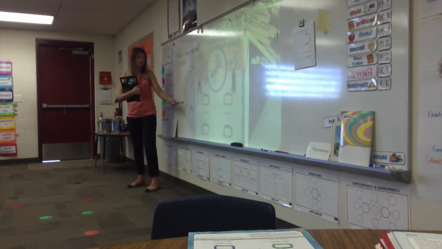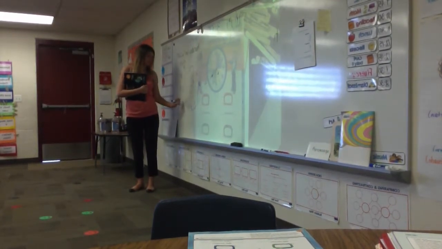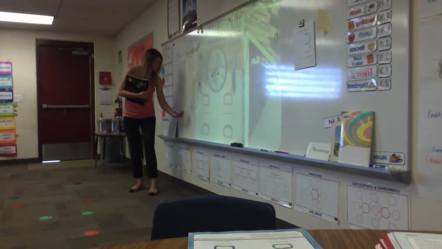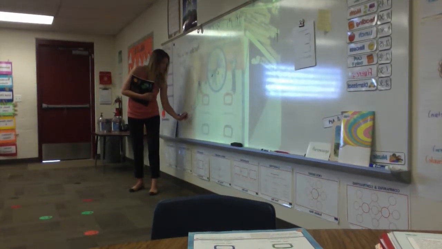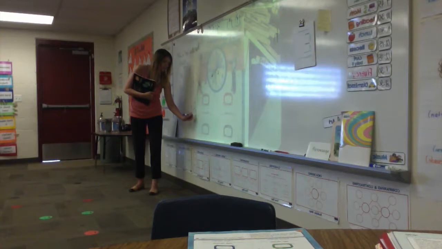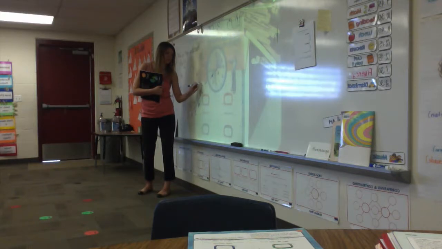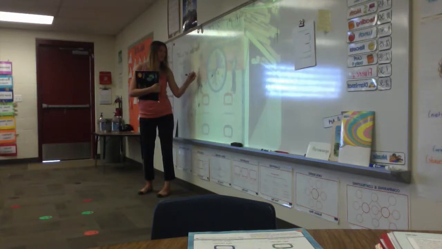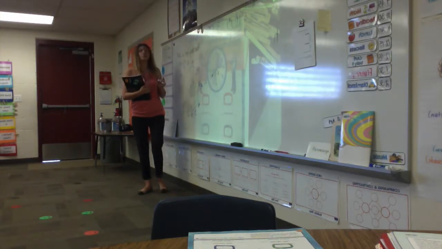Okay, let's draw all the numbers for the minute hands on the outside of our clock. So let's start with 1. It would be 05. 2 would be 10. 3 would be 15. 4 would be 20. 5 is what? 25. What is 6, class? 30. What is 7? 35. What is 8? 40. What is 9? 45. What is 10? 50. 55. And then 12 would be 60, or 00.